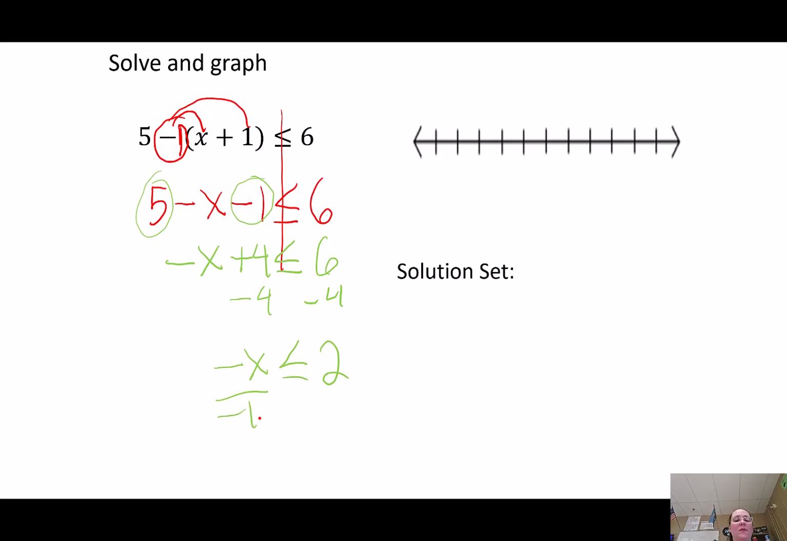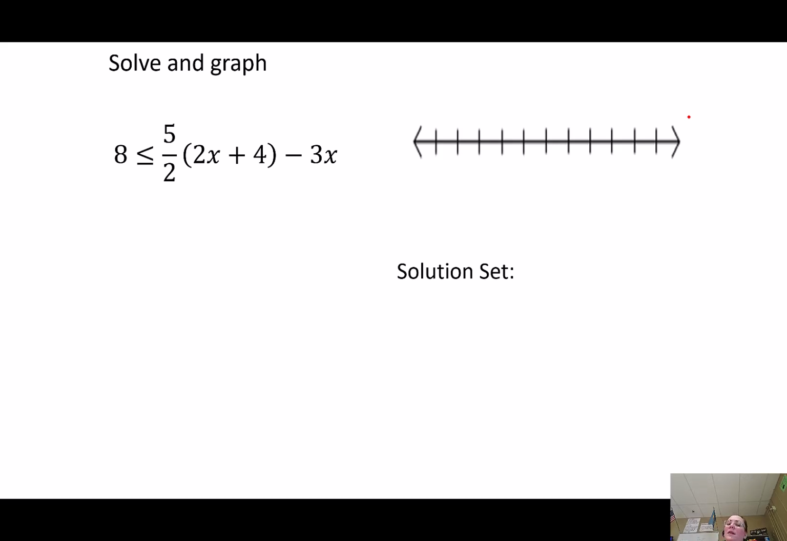Now I have to divide both sides by negative 1, so I get x is greater than or equal to negative 2 as my solution set. So at negative 2, I'm going to have a closed circle. And I'm shading to the right because it's greater than.